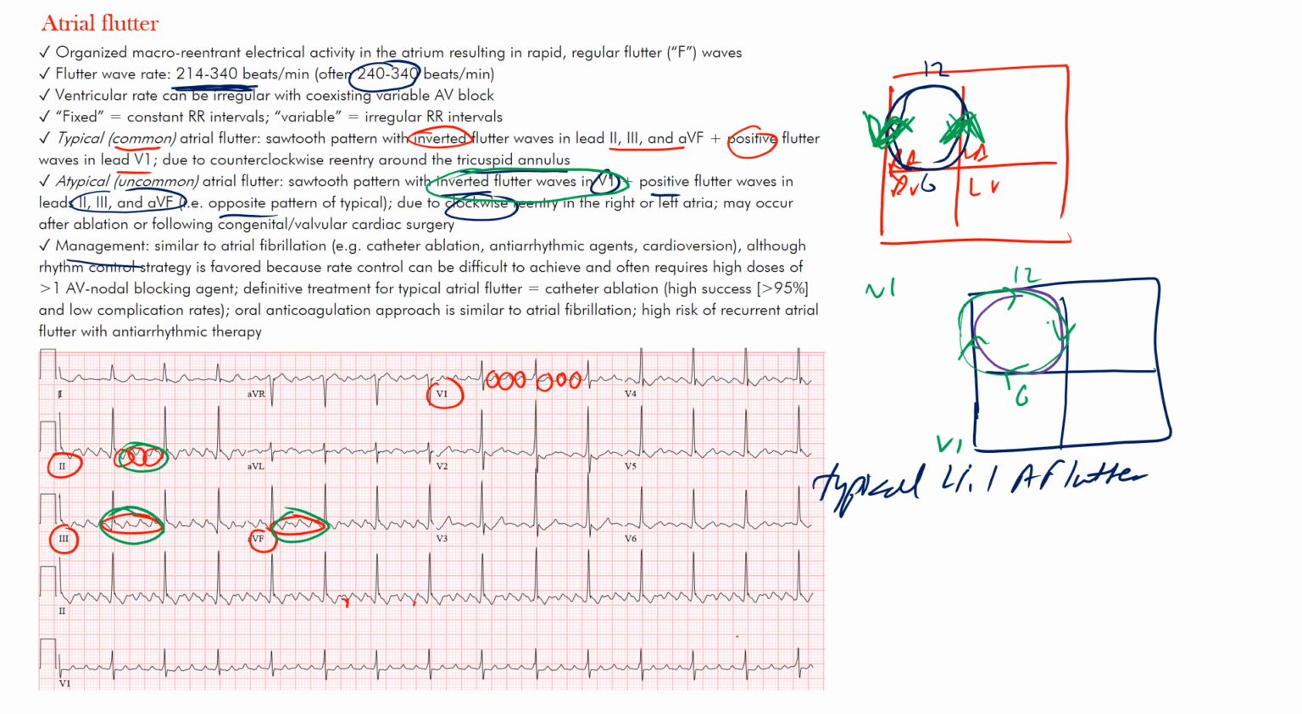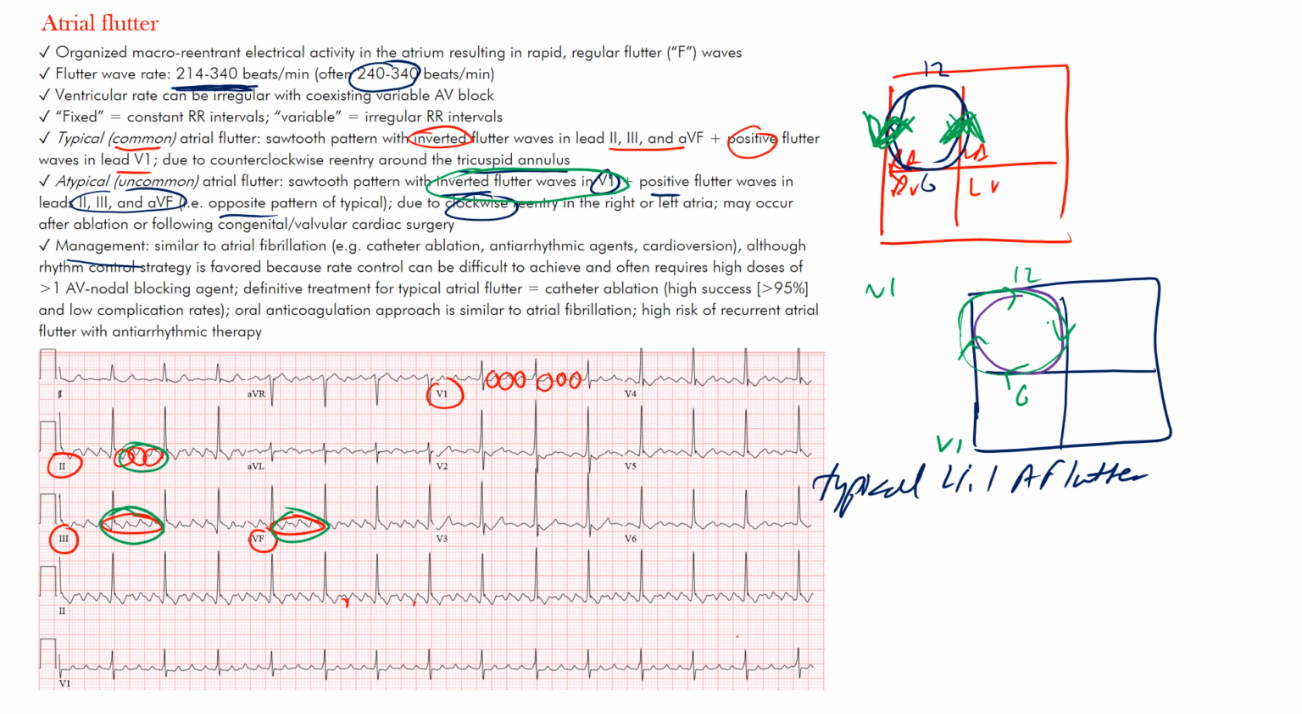Now in terms of management, we tend to treat these patients similar to atrial fibrillation. Obviously you can do ablation with these. Antiarrhythmic agents are sometimes used, and they're sometimes cardioverted, although rhythm control tends to be favored because rate control is quite difficult to achieve in these patients. Often with atrial fibrillation, we may stick to only rate control. But atrial flutter is hard to rate control, so rhythm control tends to be the one we use. It often requires high doses of more than one AV nodal blocking agent.